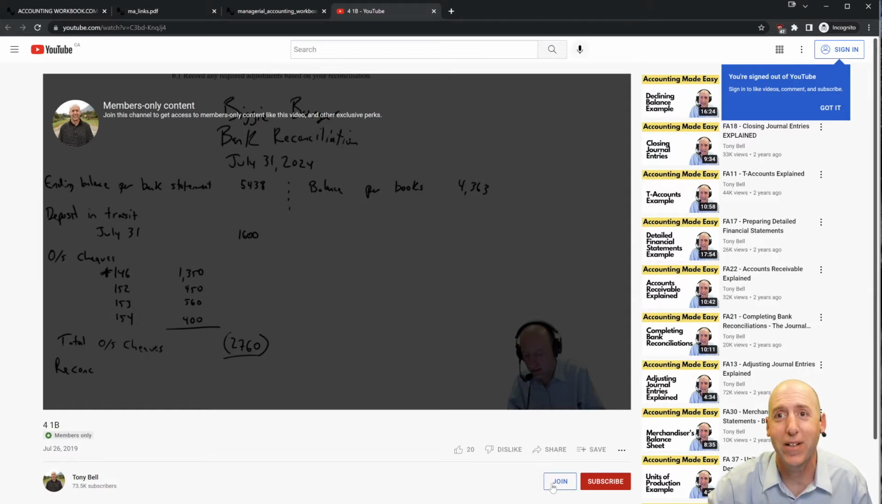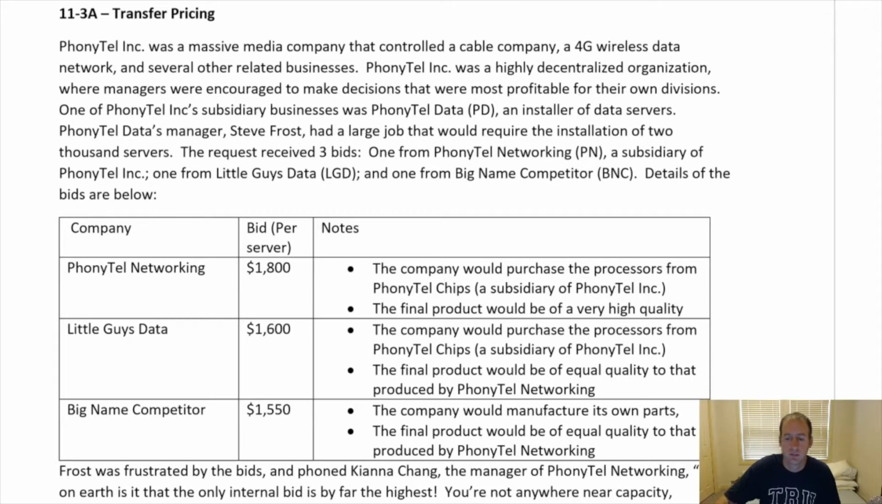Okay, let's jump into the problem. Let's take a look at problem 11.3a. This is a transfer pricing problem. And in my experience, transfer pricing problems can be very short and simple or a little bit longer and more convoluted. So I've decided I wanted to give you a bit of a more challenging version of the transfer pricing problems. The math involved is simple, but as you can see from the problem, it's a pretty long problem.